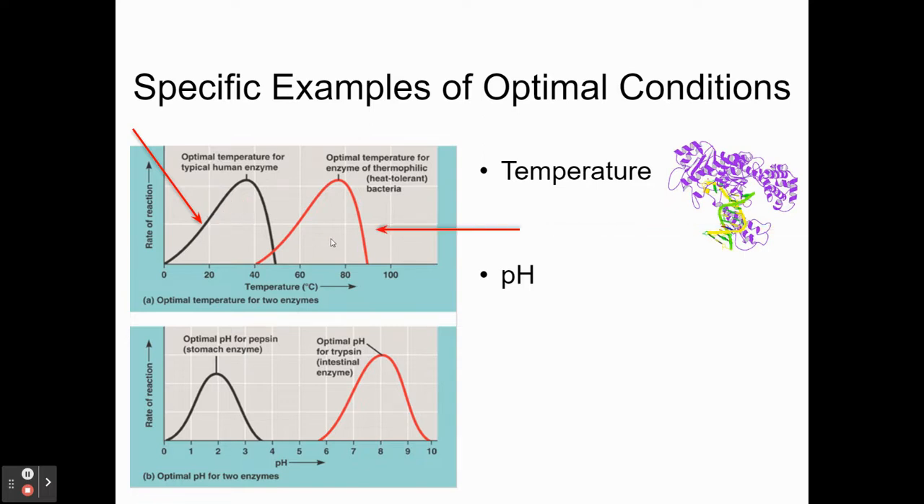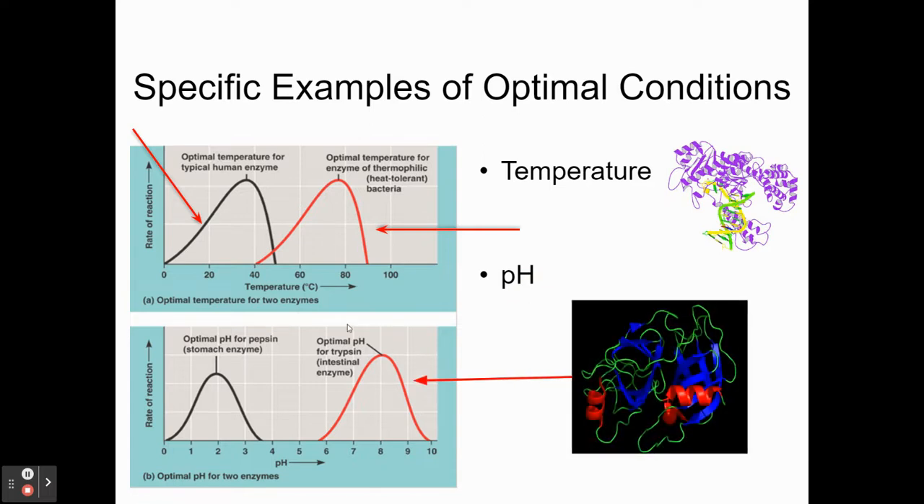But as soon as you hit the optimum temperature, we see a rapid drop off. Why? Because that temperature has caused the breaking of these weak bonds, the hydrogen bonds, in either the secondary structure or the tertiary structure of the protein, leading to a shape change, which changes its function.